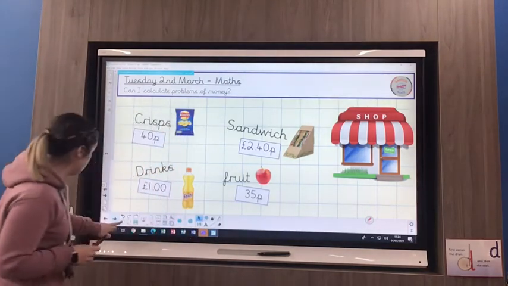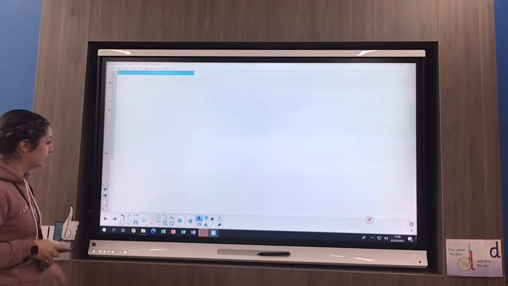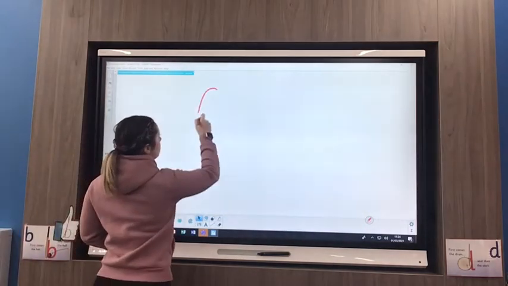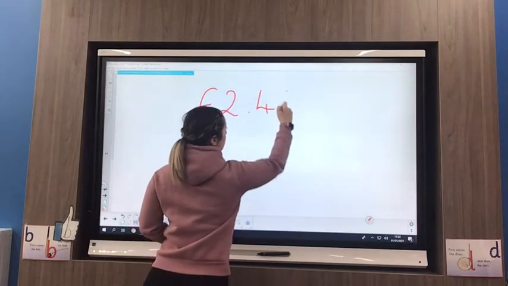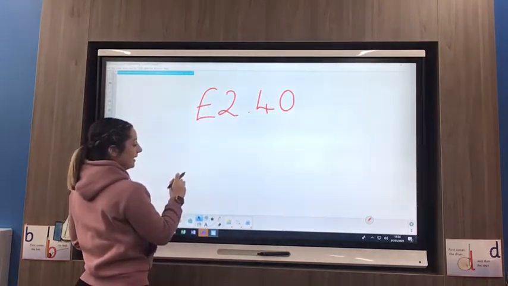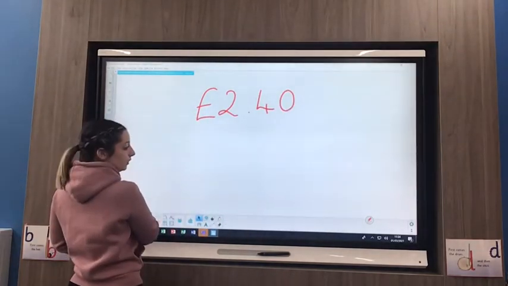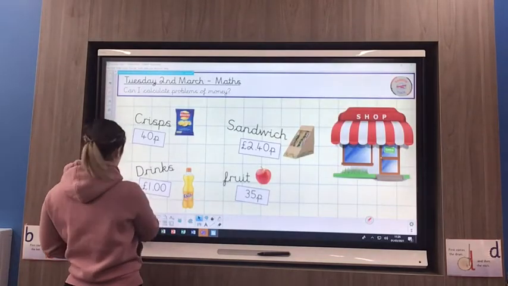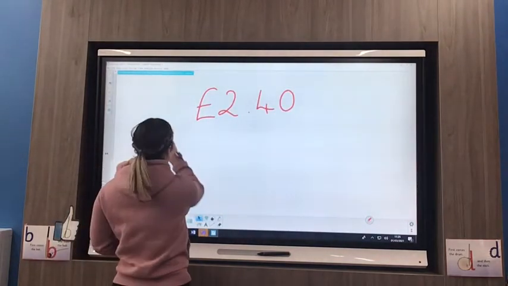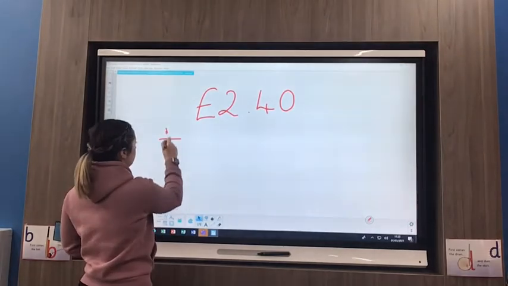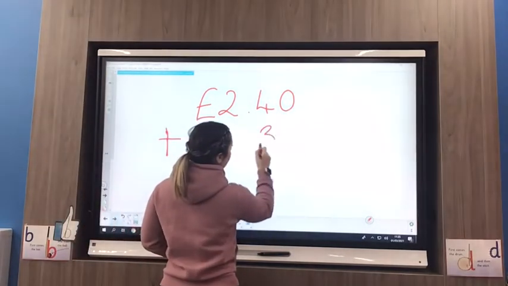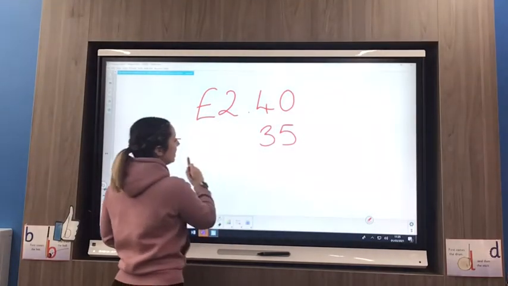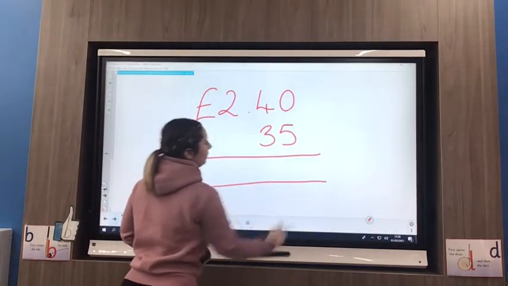Okay, so let's just open up a new page. So I've got £2.40, and then my fruit was how much? 35p. So I'm going to be adding on 35 pence. And you can do this using column addition if you would like.